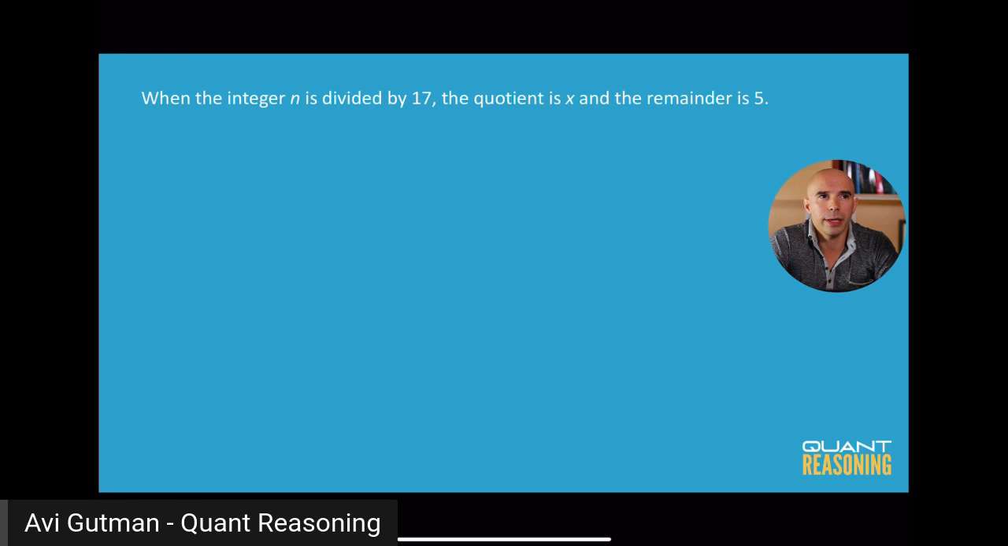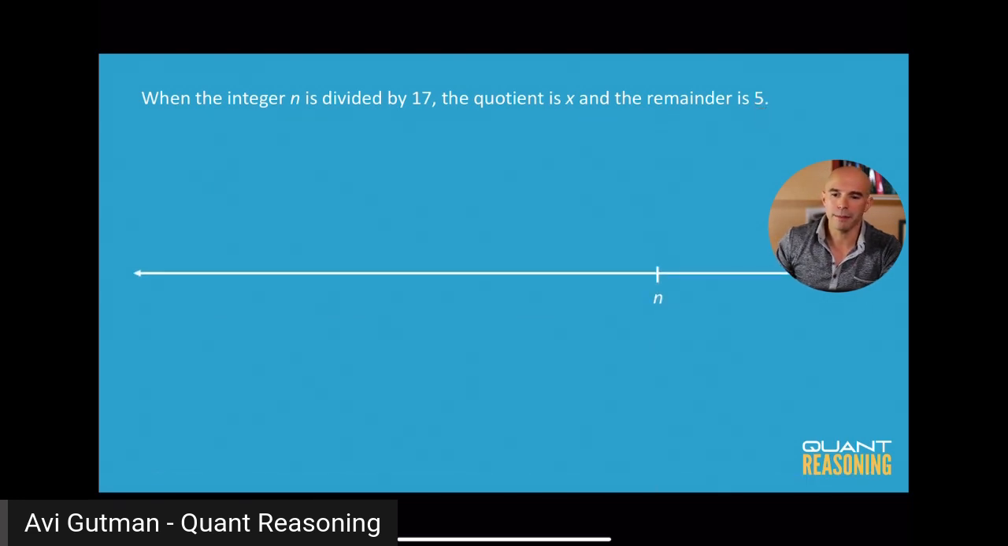Again, we know 17 goes into n x times, but there's a remainder. So that means that 17x is to the left of n. How far to the left? This far. We can draw that on a number line. Here's 17x. It's exactly 5 units to the left of n. So that's the inference that we can make from that first sentence.